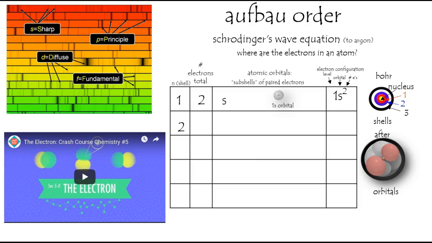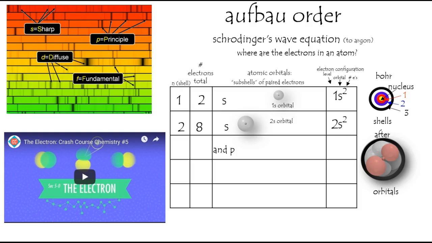The second shell can hold up to 8 electrons, but there's some subshell nature to it. The first 2 electrons go into another S subshell with a larger diameter. That's called the 2s orbital. It's a pair of electrons. So we would say the electron configuration of atomic number 4, element number 4, would be 1s2, 2s2.